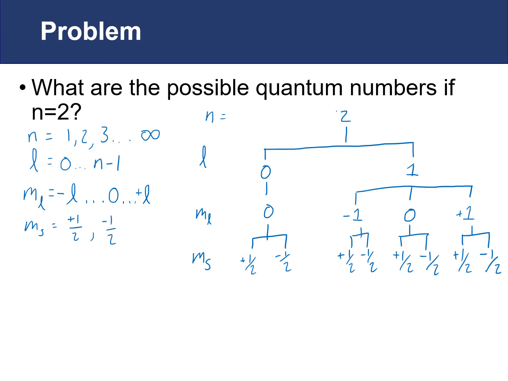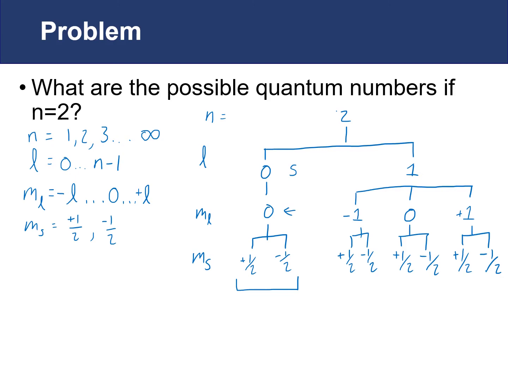So what this tells us is that for the n equals 2 principal quantum number, there are two different paths that we could take. We could be looking at the L equals 0, which are our s orbitals. There is only one orientation for an s orbital, which is the m sub L equals 0 orientation, and there are two different values for spin that can go in the s orbital.